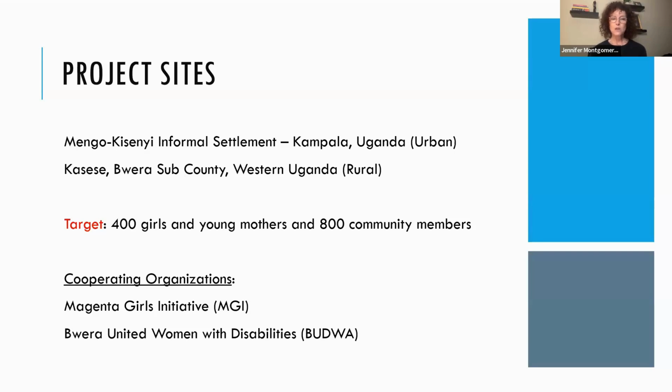We're targeting 400 girls and young mothers and 800 community members. The cooperating organizations for this project are my organization, the Magenta Girls Initiative, and an organization called Boudoir, which is another NGO in Kasese who work with women who have disabilities. And that is another very vulnerable population in these low-income communities.